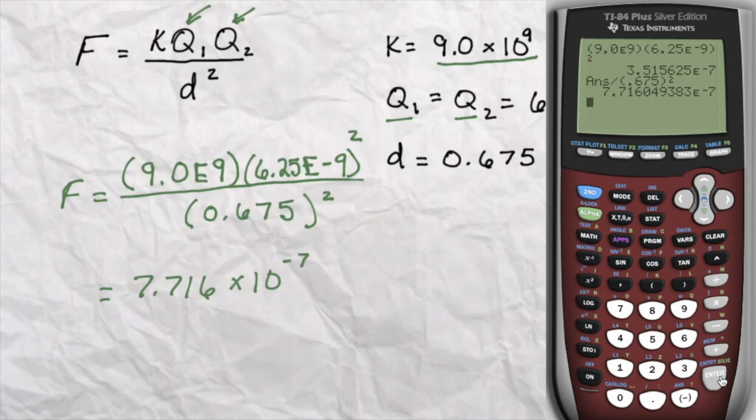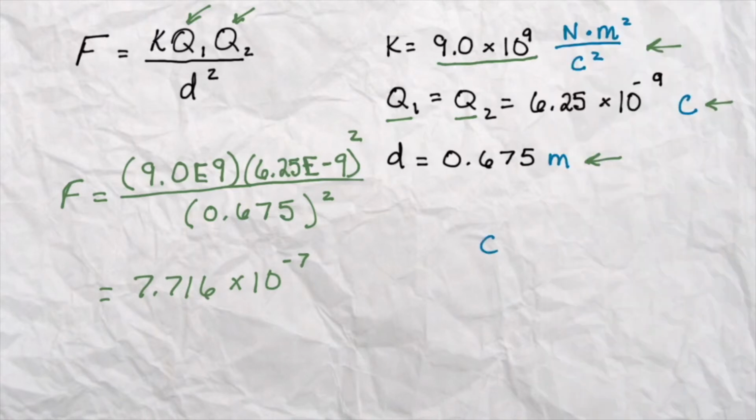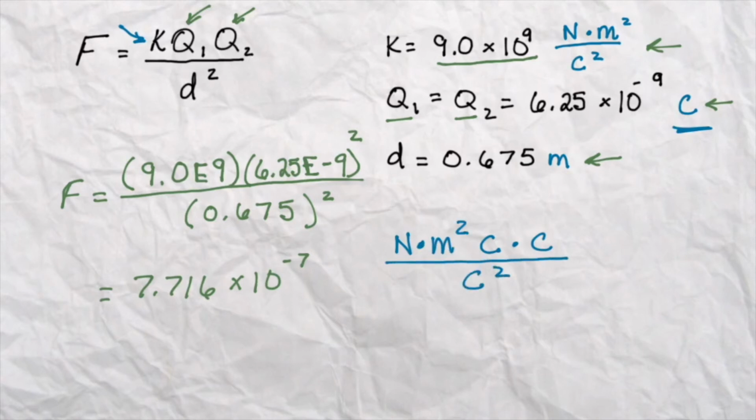We do need to put units on here, and quickly I can show you how those work so you can see it. Q1 times Q2 gives us C times C because that's what the Q's are measured in, the electric charge. I haven't touched the K value yet, but its units are N, which is a Newton, times a meter squared all over a C squared. And then this is all divided by a distance, which is measured in meters squared.